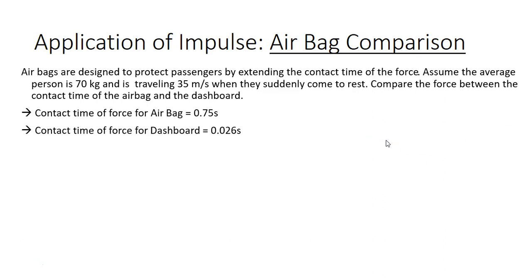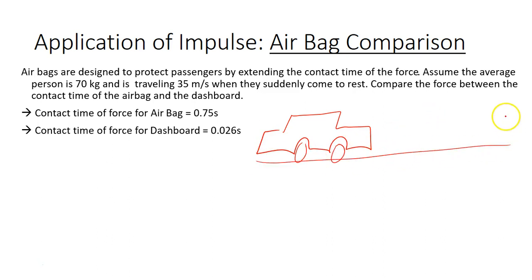This is a very similar example to what I just did, but I like this in that it gives you a real life example of how this is applied. Imagine that a car is losing control and crashes into a tree. I know this is really not the greatest thing, but it's interesting to think about the forces something or someone might experience. The person is 70 kilograms here, moving 35 meters per second when they suddenly come to rest.